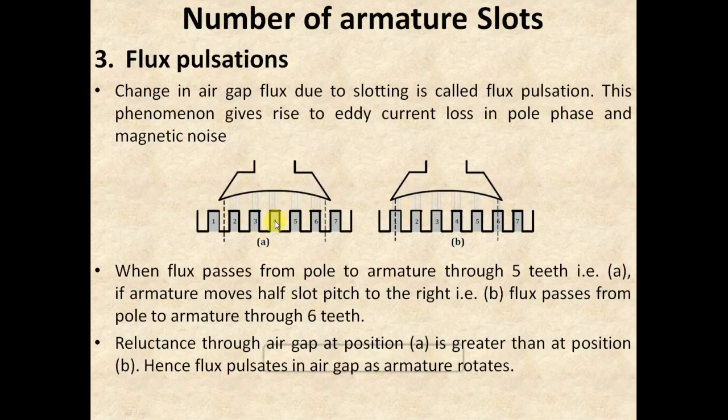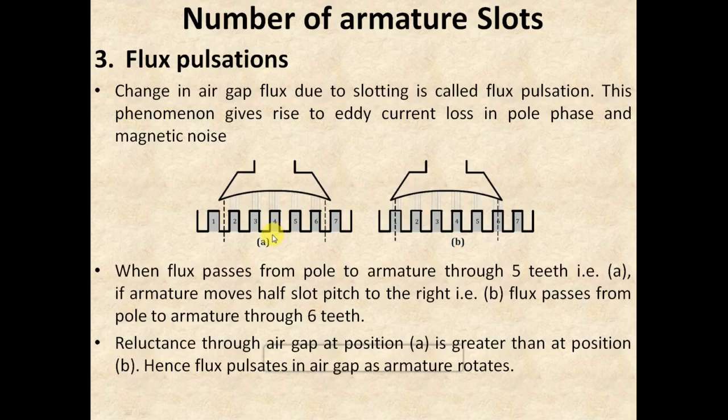Comparing these in terms of reluctance, it can be seen very clearly that the reluctance in this case is greater than the reluctance in this position. This is because in case A the number of teeth is only 5, whereas in case B, after moving the armature by half a slot pitch, the number of teeth coming under the influence of this pole shoe is 6. As the number of teeth is more in case B, definitely the reluctance here will be less compared with the reluctance in case A.